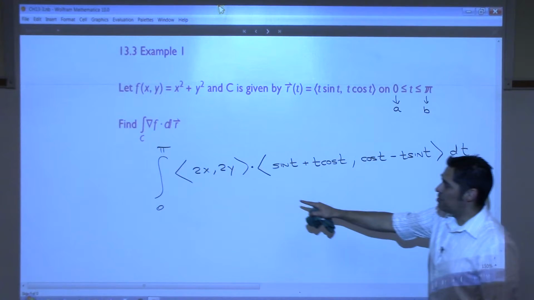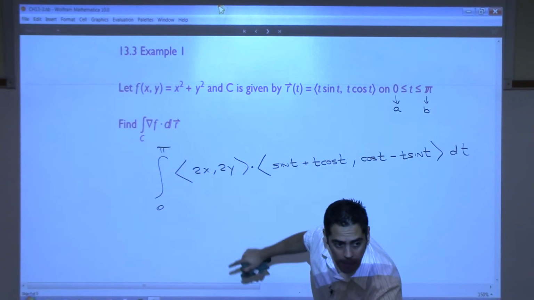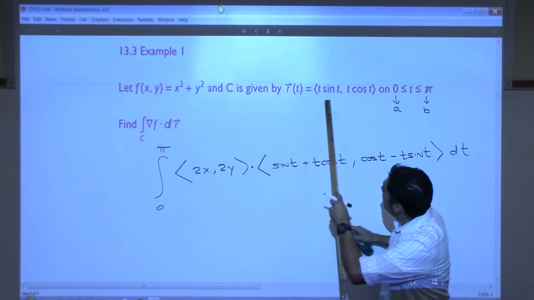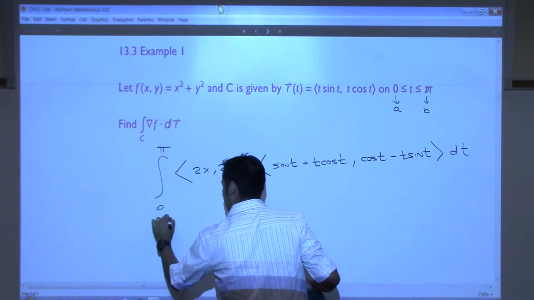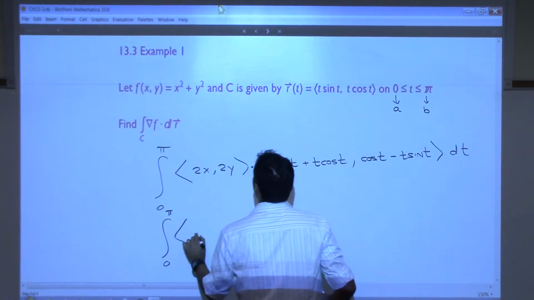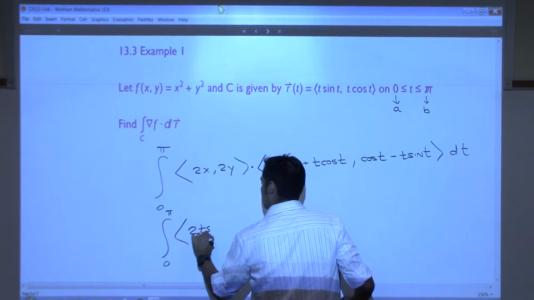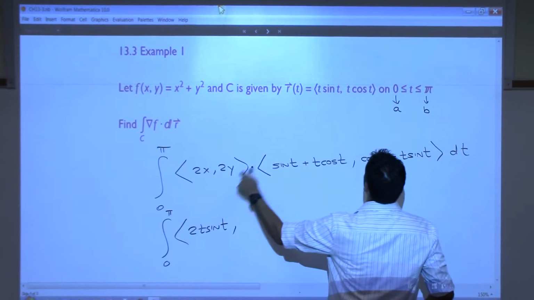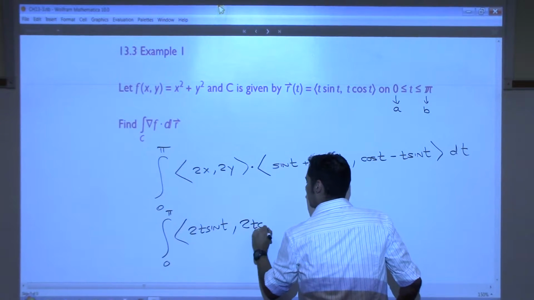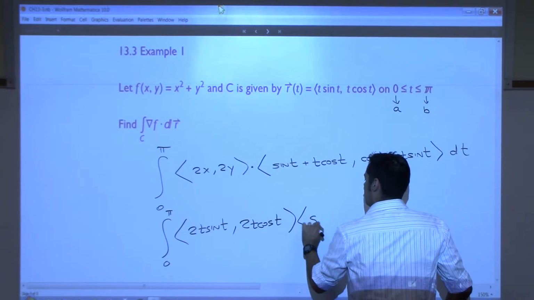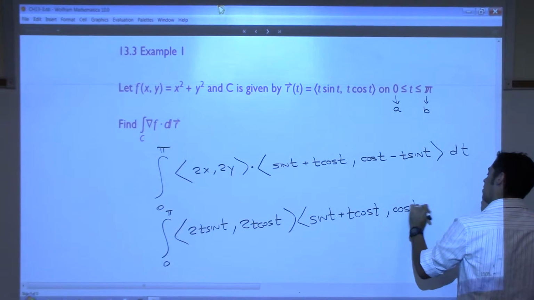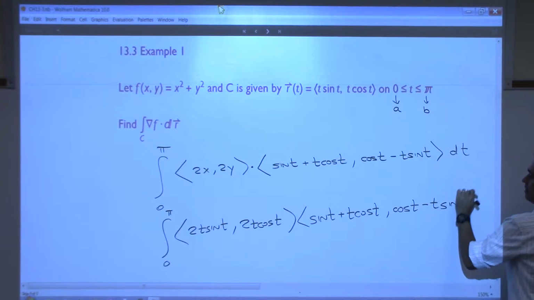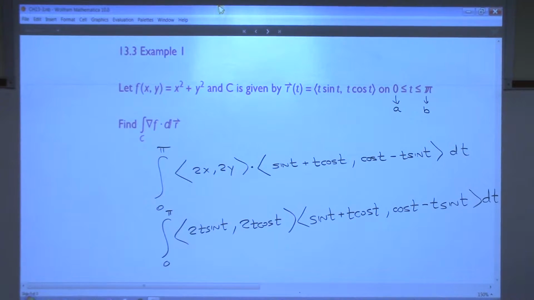And then you would have to replace your x's with what? What would I replace my x with? With the x component of the curve. So this would become integral from 0 to pi, 2 times t sine t, comma, 2 times y, so 2 times t cosine t, and then sine t plus t cosine t minus t sine t dt. Understand? Then you would dot them, and then you'd start integrating.